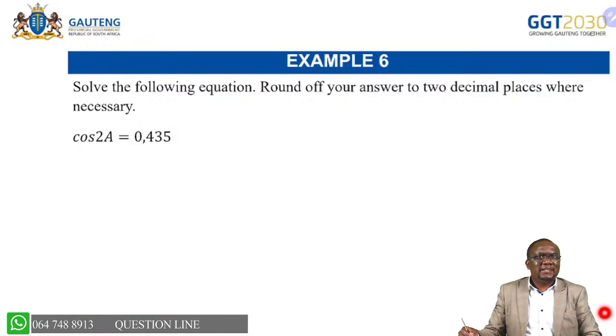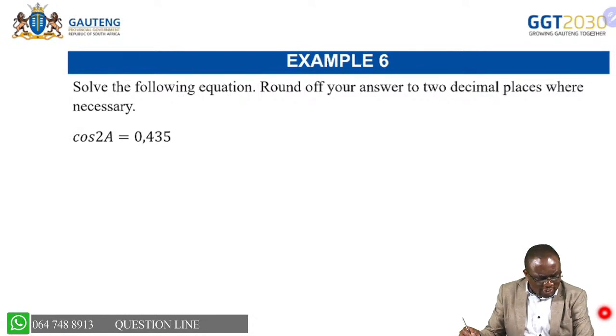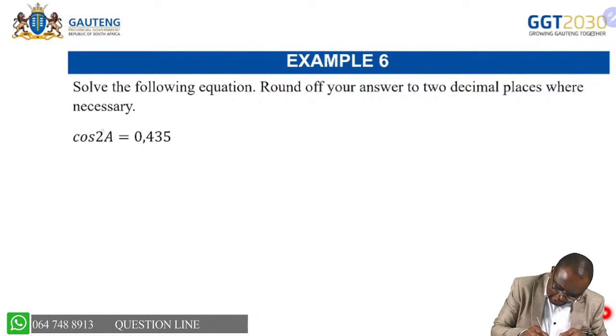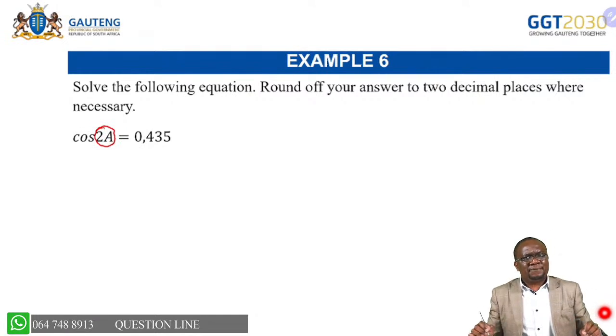Right. Now, what do we do here? How do we isolate cos here? Okay, which one is our angle here? Okay, right. Now, the angle for this equation is 2a. This is your angle.